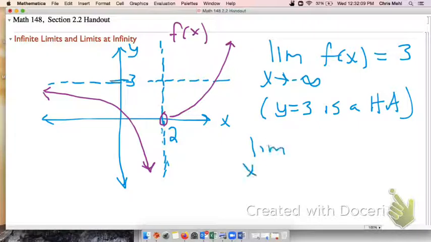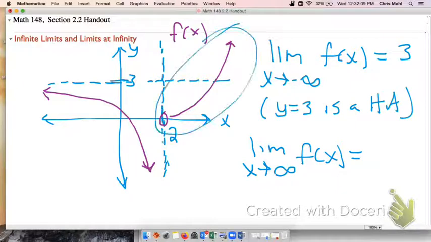Notice, though, that the end behavior on the right-hand side of this function, the function just increases without bound if you look at this piece, since it goes up forever as you move to the right. You could say that the limit at infinity is itself infinity.